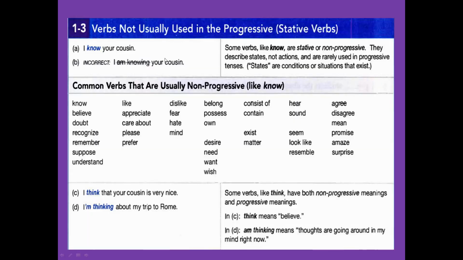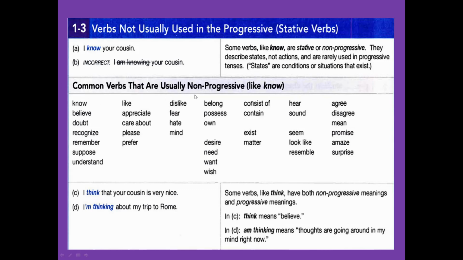Some verbs like know are stative or non-progressive. They describe status, not actions, and are rarely used in progressive tenses. States are conditions or situations that exist. Pay attention to this sentence: I know your cousin. It is a correct version, but if you say I am knowing your cousin, it is incorrect, because know is a stative or non-progressive verb.